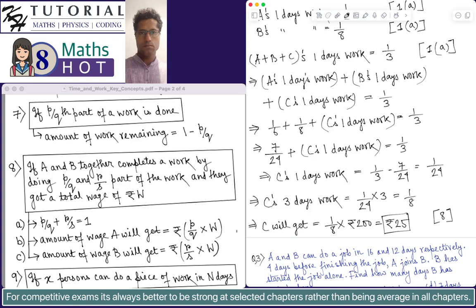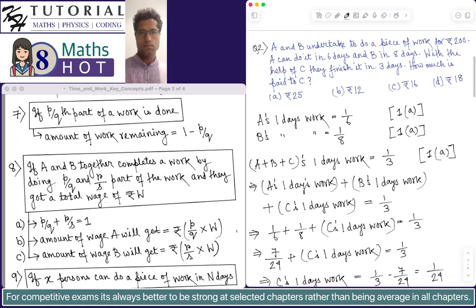That is, if in completing a work, let's say A and B have completed a work, and the total work done by A is P by Q and the total work done by B is R by S, and they received a payment of W, then A will receive P by Q multiplied by the total payment. So in this problem, the total work done by C was 1 by 8 and the total payment was 200. So C will receive 1 by 8 multiplied by 200. So the answer is rupees 25, and the correct choice is choice A.